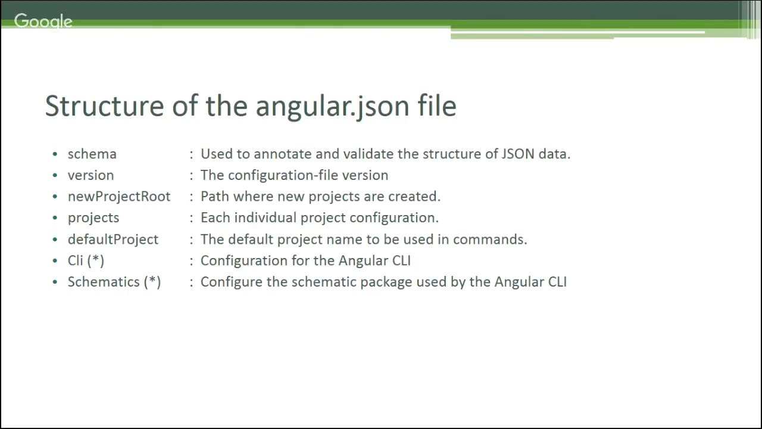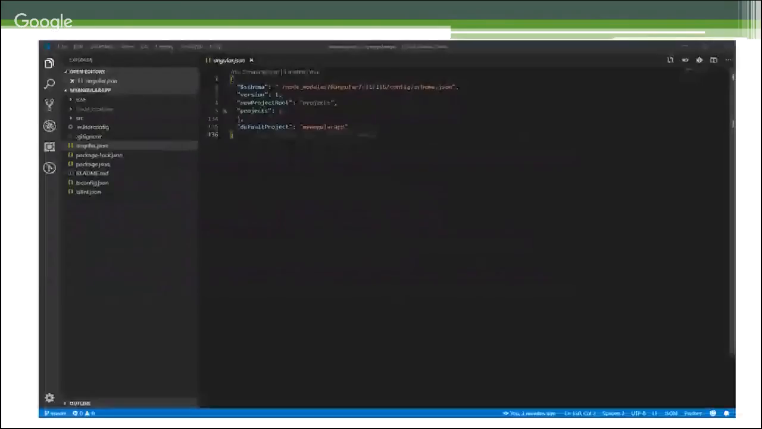New project root is the part where the new project will be created. For most times, when you create a new default app, it is project. I'm going to show you that when it is project, yeah, new project root. When you create a new project file with Angular CLI, it's project by default. We can choose to change this.